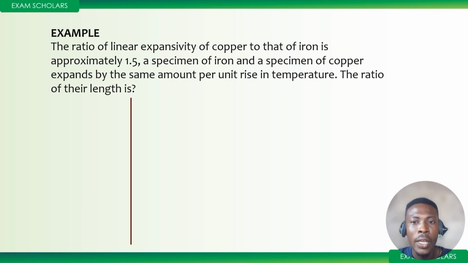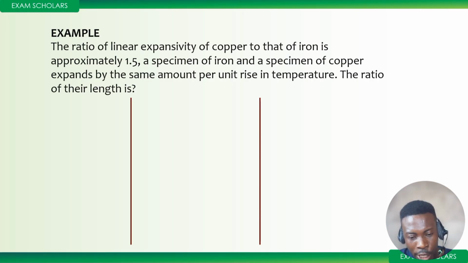All right, let's go. Now, you already have it. The question is asking you, what is the ratio of their length? The ratio of their length simply means you want to find the length of copper divided by the length of iron. Let's now go back to the knowledge of the change in the dimension. They're asking us the ratio of their length.